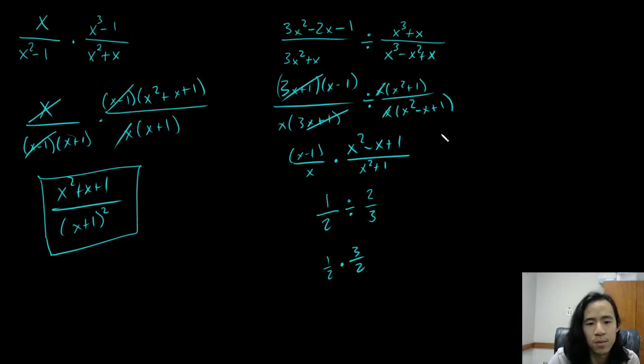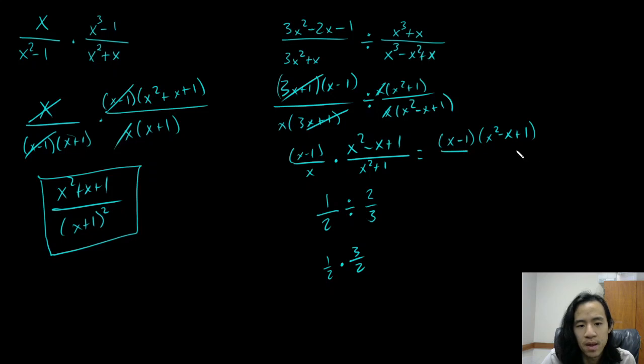And now we just have to multiply these two together, and we can leave it. You don't actually have to distribute anything. We can just leave it as such. So x minus 1, and then times x squared minus x plus 1, and then this over x times x squared plus 1. And this would be our answer.